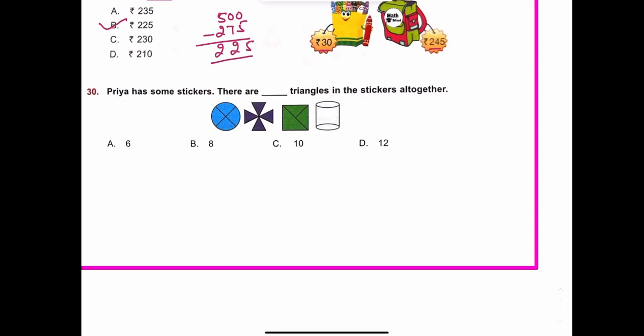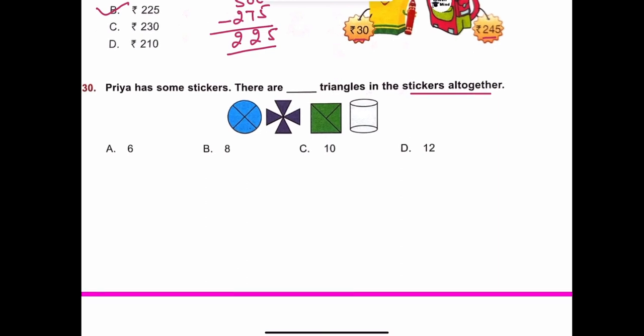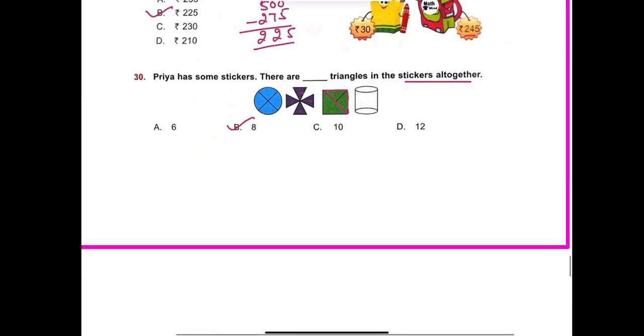Question 30. Priya had some stickers. There are black triangles in the stickers altogether. So we have to find the number of triangles. Just count 1, 2, 3, 4 triangles, 5, 6, 7. So it is 7, and 1 is this large triangle. So the total number of triangles is 8. Option B is correct.